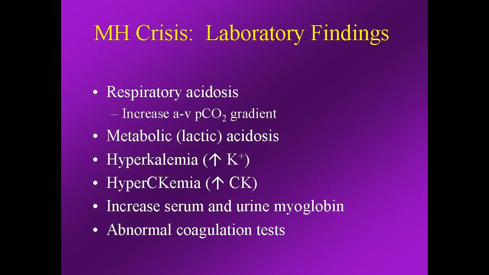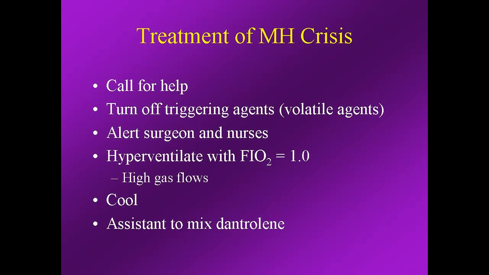There are several laboratory findings which are typical during a malignant hyperthermia crisis. In a venous or arterial blood gas, a mixed respiratory and metabolic acidosis is common. Hyperkalemia is a common finding. A common but perhaps late finding is hypercalcemia and an increase in serum and urine myoglobin. And finally, abnormal coagulation tests may result if MH is left untreated.